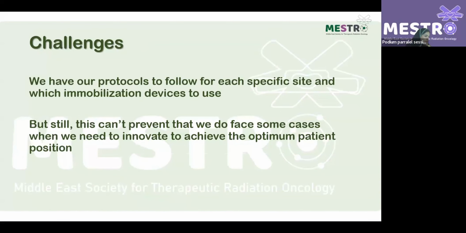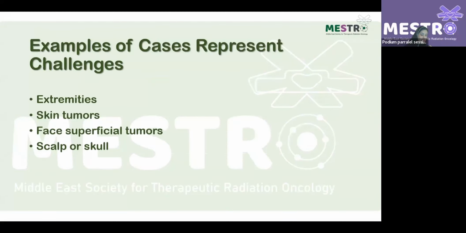So we do have our protocols to follow for each specific site and which embolization devices to use, but still this cannot prevent us from facing some cases that represent challenges, and we have to innovate to achieve the optimum patient position. So some examples of cases that can represent challenges are the extremities, mainly sarcomas when they appear in critical areas of the body, skin tumors in general, superficial tumors of the face, and finally the scalp.